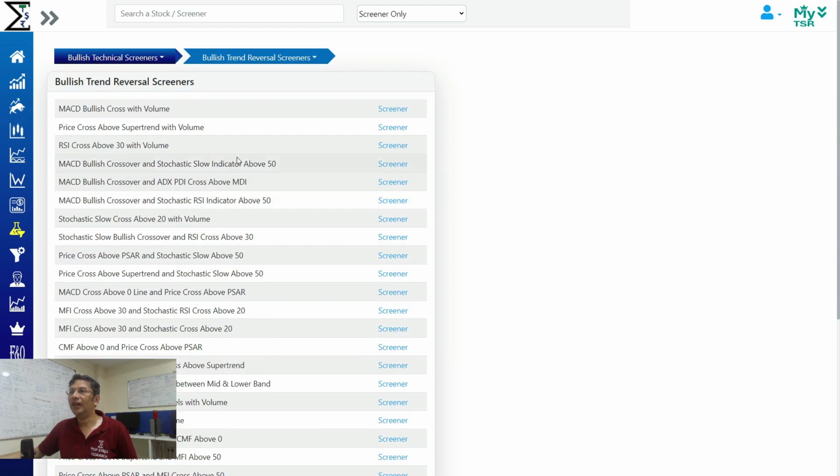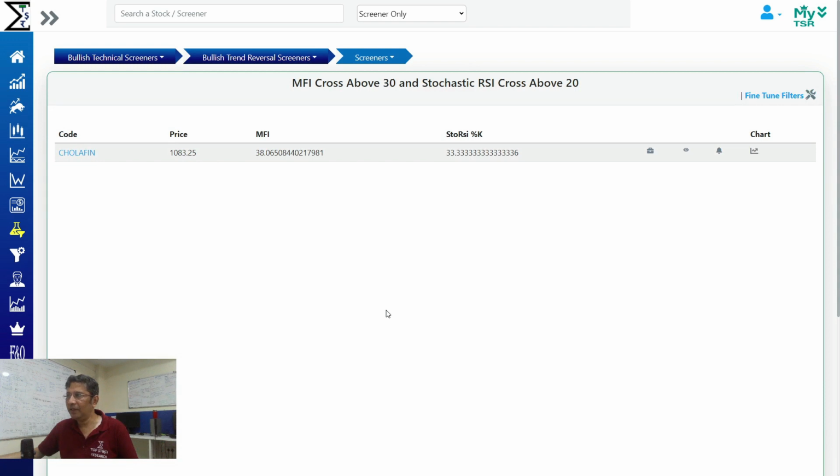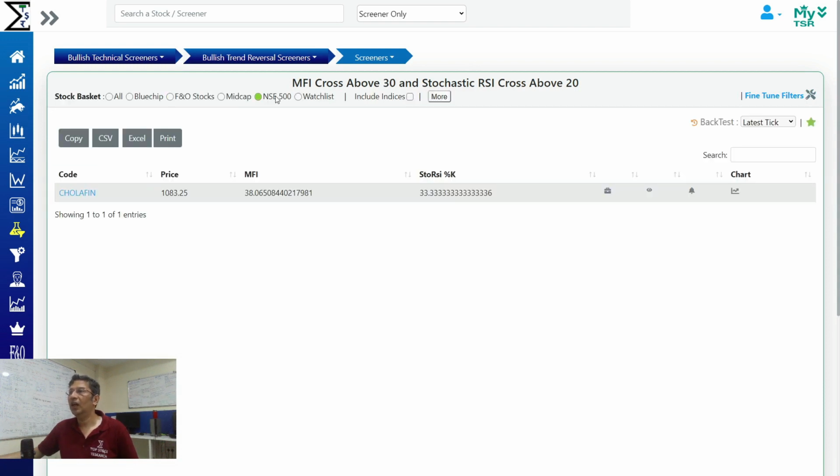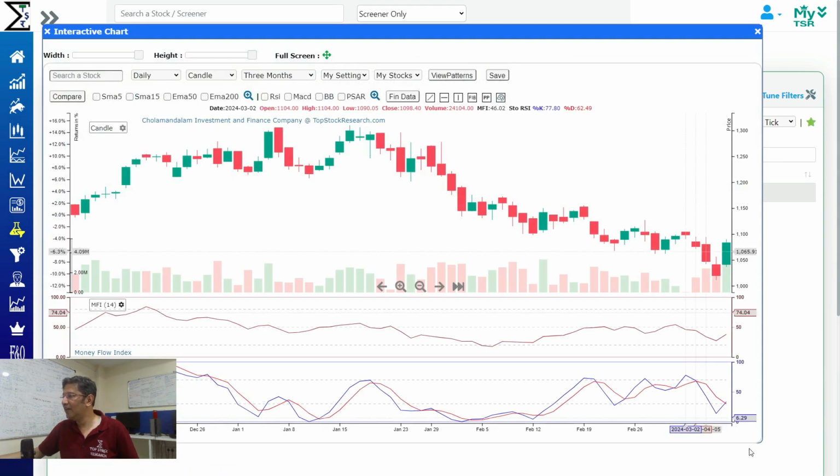The other reversals could be like MFI, which is an overbought oversold oscillator, and RSI stochastic crossing above a certain limit, right? Each one of them is a strategy on its own, but when we mix these two things, you get one stock. Let's increase the scope, again still one stock only. When you look at Chola Finance, both these conditions are met. So it's a typical reversal pattern which gives you an idea.